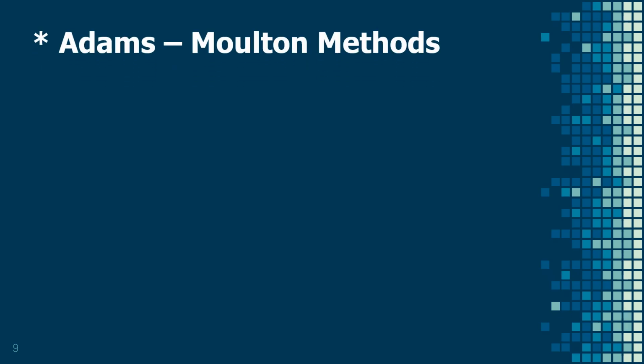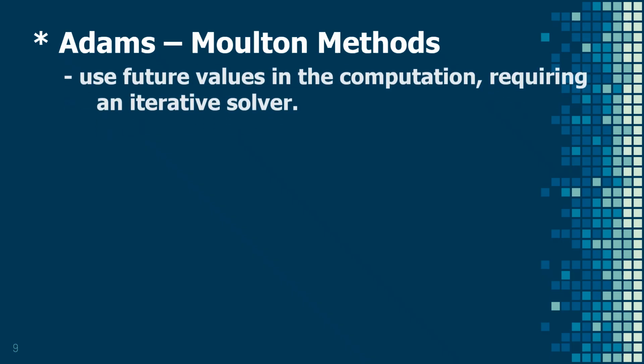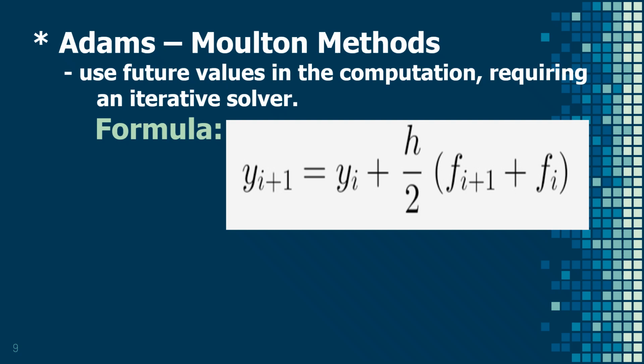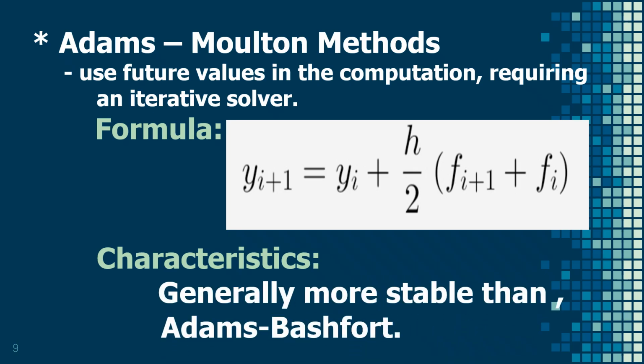We also have under the multi-step method the what we call Adams-Moulton methods. So this time it uses future values in the computation requiring an iterative solver. And the formula being used for the Adams-Moulton methods is this given formula. And its characteristic is that it's generally more stable than Adams-Bashforth.